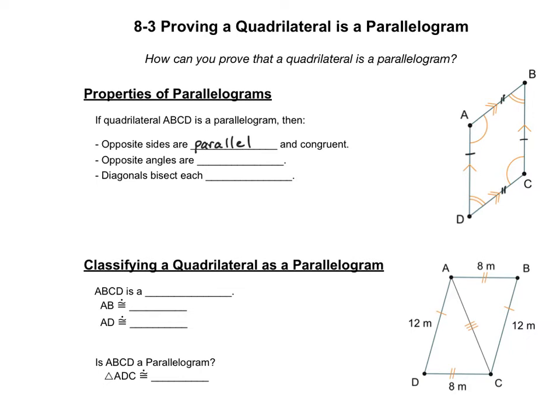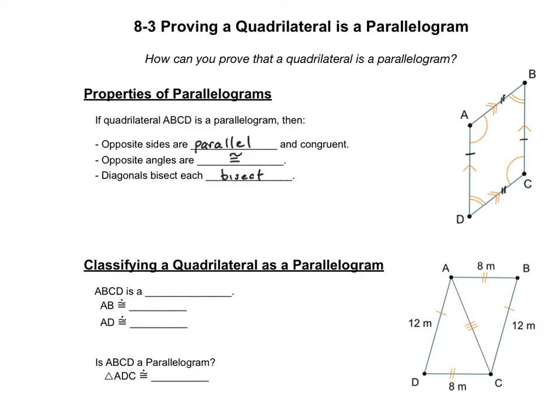Opposite angles are also congruent, because if we look here, D is opposite of B, and we have two congruency markers, and C is opposite of A, and we have one congruency marker. And then this angle plus this angle is going to be 180 degrees, or supplementary, but let's not go there yet. But we know that the diagonals bisect each other.